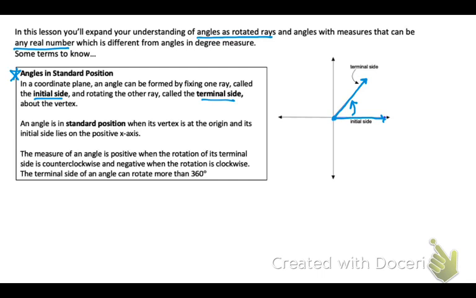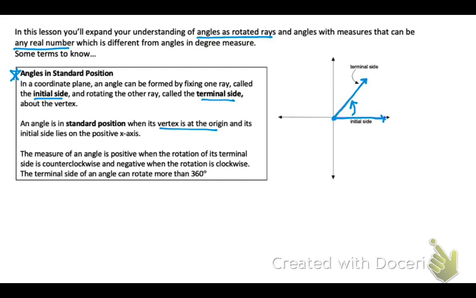So that ray was imprinted in standard position on the positive x-axis with the vertex at 0, 0 at the origin, and then it rotates and stops and imprints itself for the terminal side. So an angle in standard position is when its vertex is at the origin and its initial side lies on the positive x-axis, as you can see. So the measure of an angle is positive when the rotation of its terminal side is counterclockwise. And you can see that I have that blue arrow drawn from the initial side up to the terminal side to indicate that that angle is rotating counterclockwise.